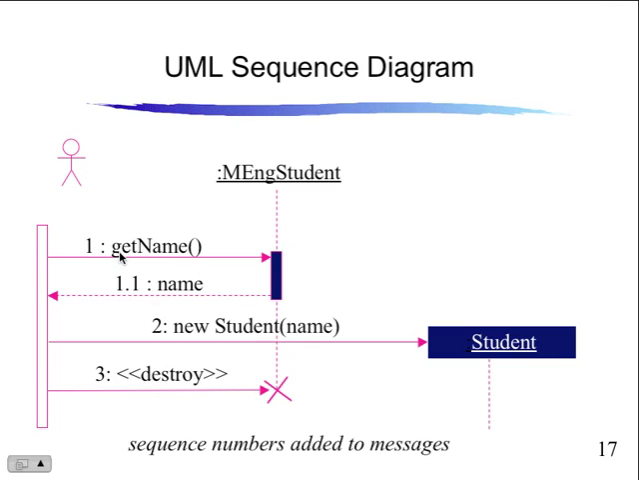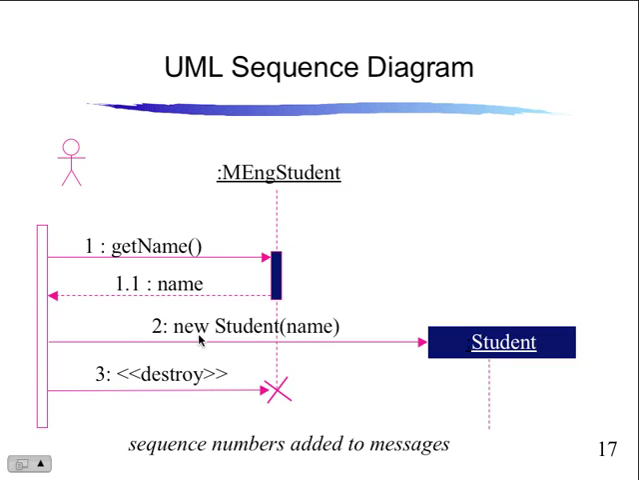So we have a get name. It goes to the engineering student object and gets the name of the engineering student object. So we're running a method, essentially. And then it returns the name. In here are the sequence numbers, 1, 1.1, 2, 2.2, 3. They're just showing you the sequence of the exchange of information.